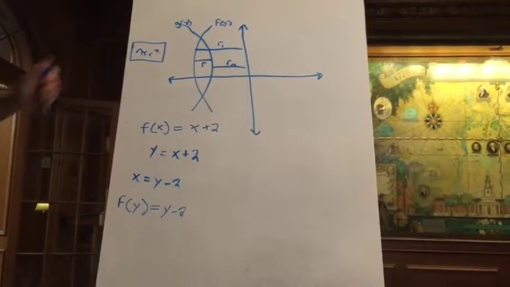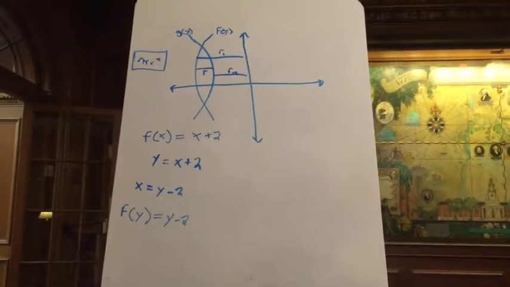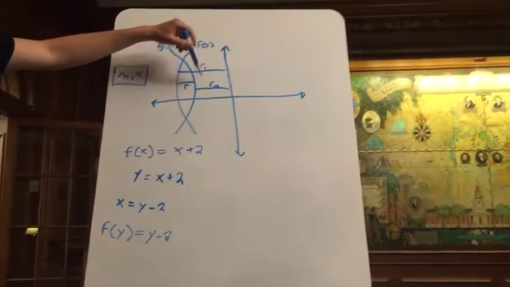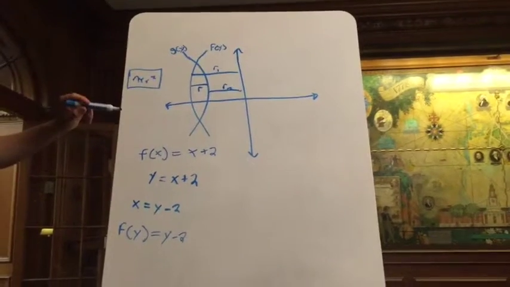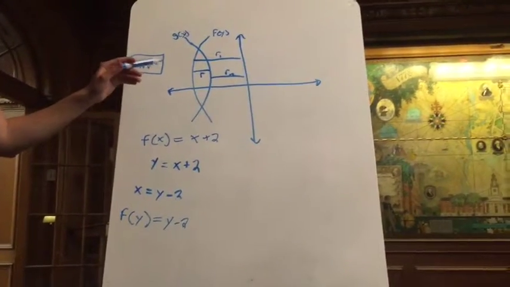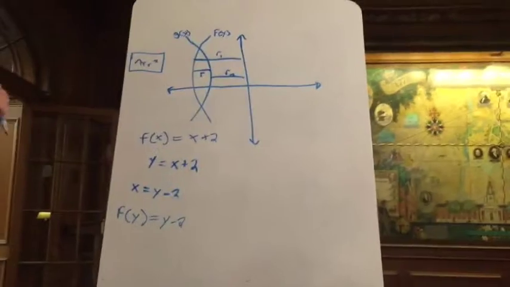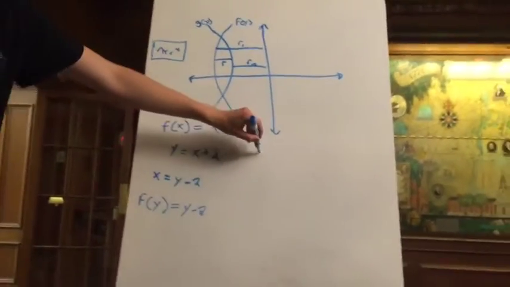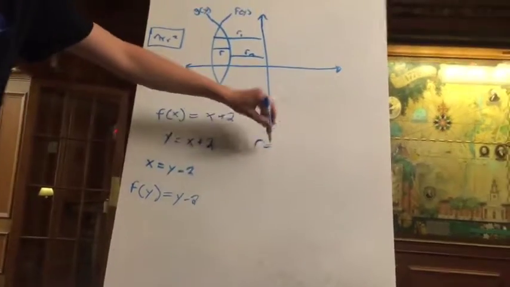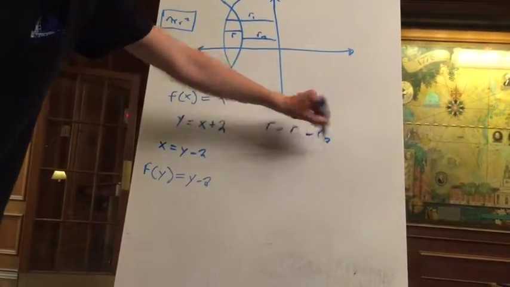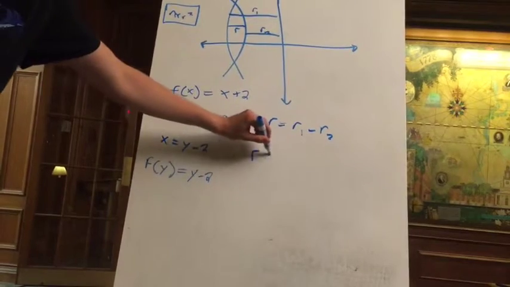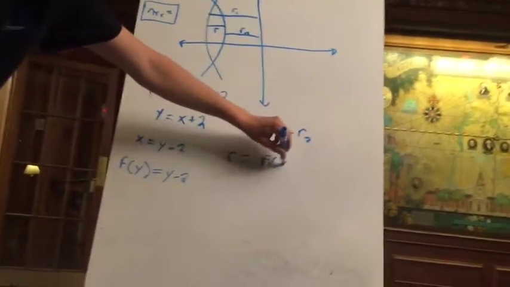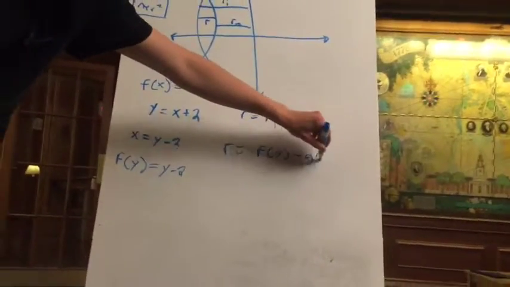we can find each r. So to find each r value, you just take the distance between each curve and the y-axis, find the difference, and that's r. To find the difference is simply r equals r1 minus r2. So therefore r equals f of y minus g of y.